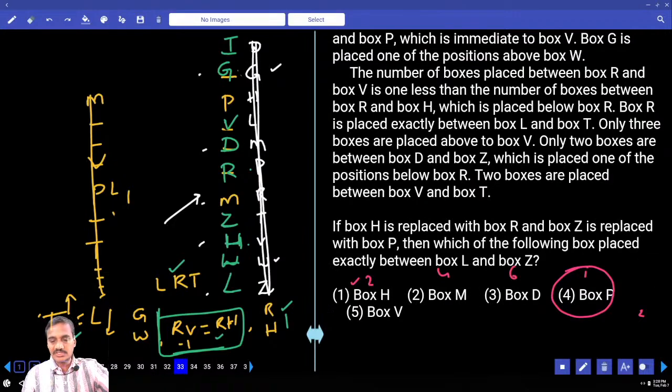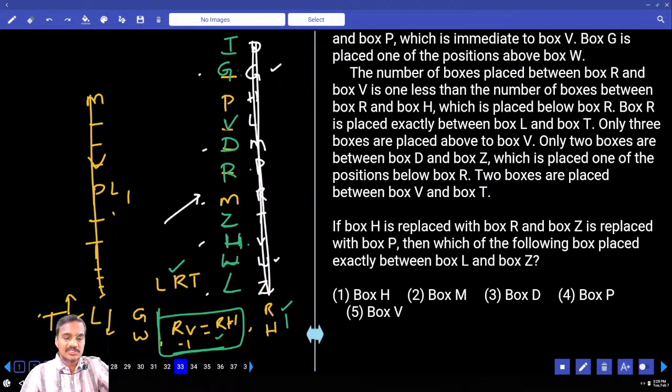Then box H is placed above R. Box H is placed with box R. H and R were like this. And Z is placed with P. Now Z and P were at the same place.